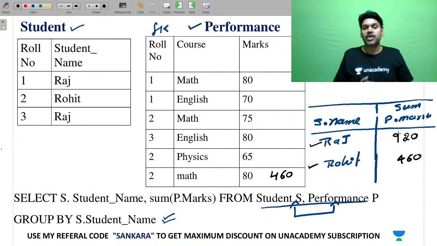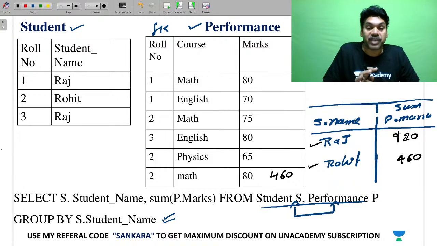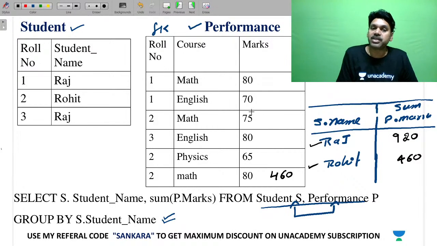So this is a wonderful question. And if he asks for sum of marks, don't write Raj together and Rohit together. If you want Rohit individually, it is as it is, a 2. So you need to consider only 75, 65 and 80.